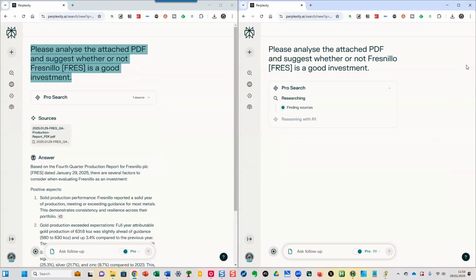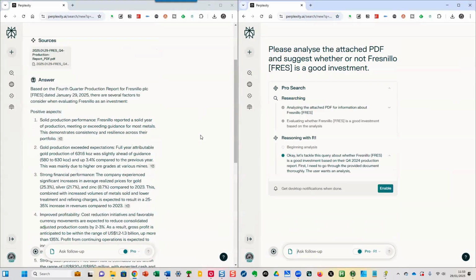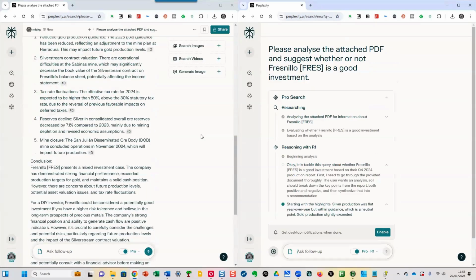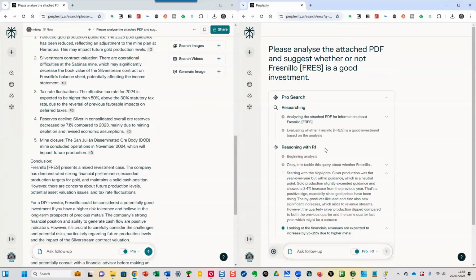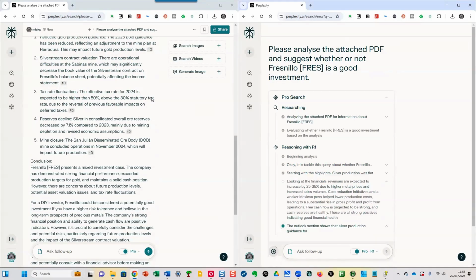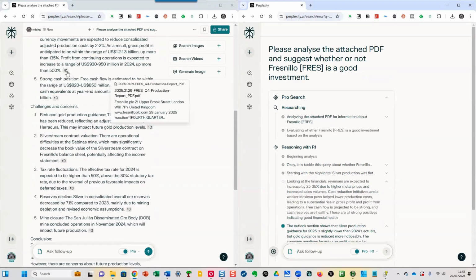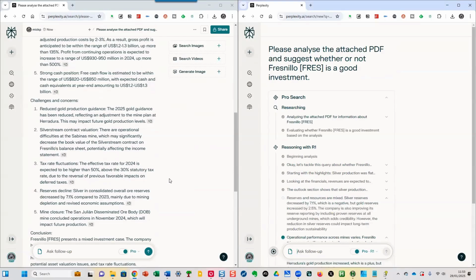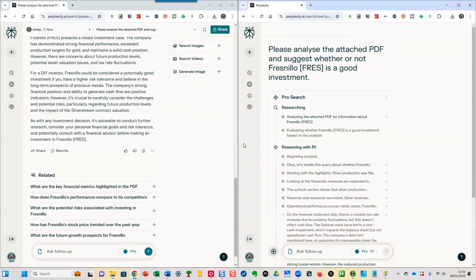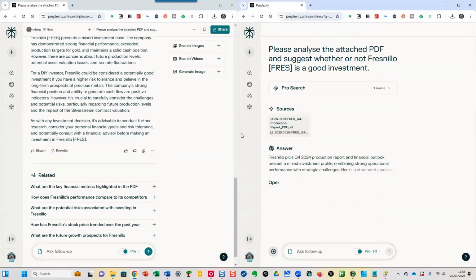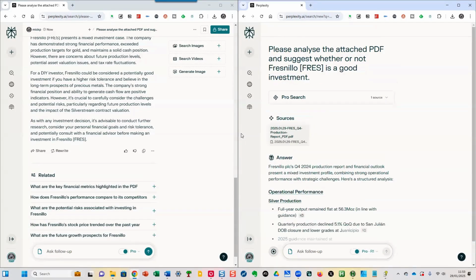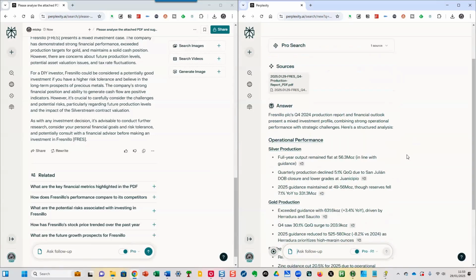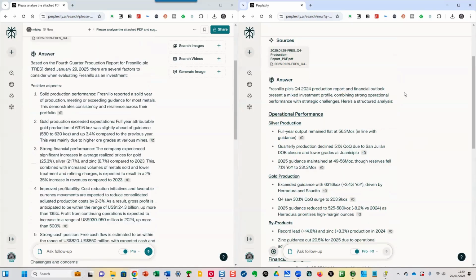And you can see there's various aspects coming back on the left-hand side: positive aspects, challenges and concerns, conclusion, and on the right-hand side you can see the reasoning with R1 being split out. What's interesting is that on the left-hand side you've got all the source marks you can see here, which basically refer just to the PDF I've uploaded, which I asked it to do, but I also asked it to consider whether it's a good investment, which does mean putting it in the context of the background of the company. And on the right-hand side we've got the answer coming out of the DeepSeek version of Perplexity. It's still working. Left-hand side is finished.